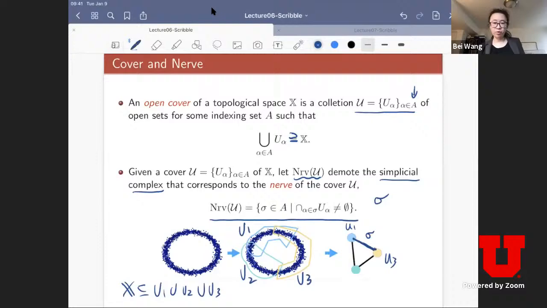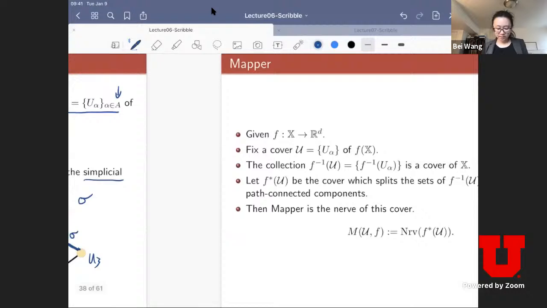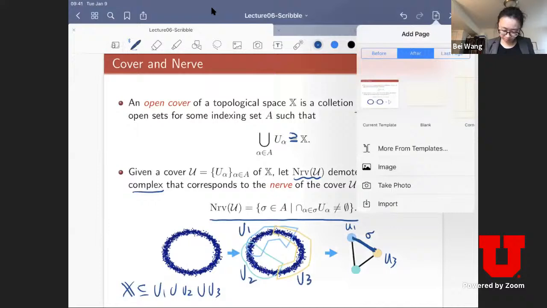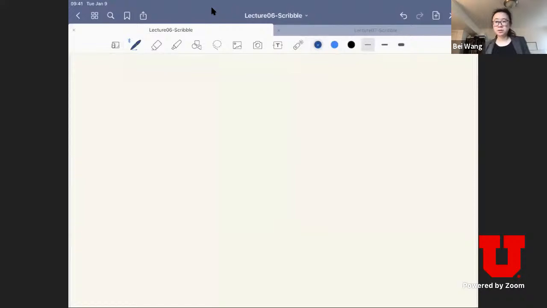All right. So that's what it is. If I have a cover element, for example, let me just add one more example, right? Remember we go back to the example of the sensor network, right?